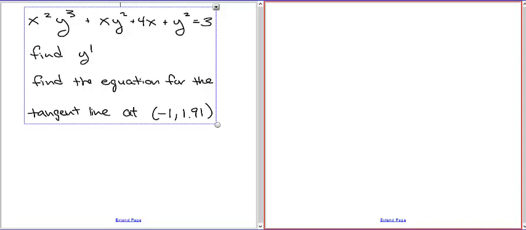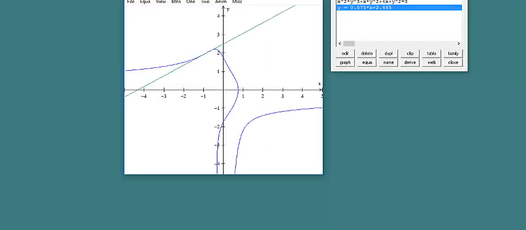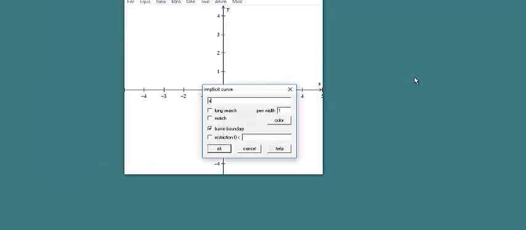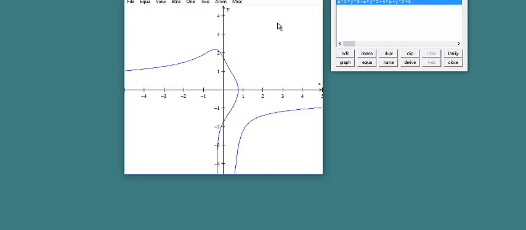Okay, so we have this equation which you can't explicitly solve for y. And if we plot that thing out, I'm going to go to this graphing program I have and plot it. So we go to equation, implicit, and we enter the equation, which is x squared times y cubed plus x times y squared plus 4 times x plus y squared equals 3. If we plot that, it looks like that function right there.